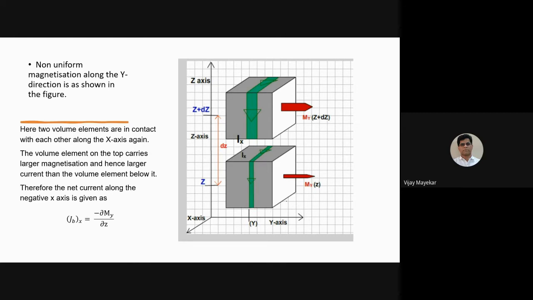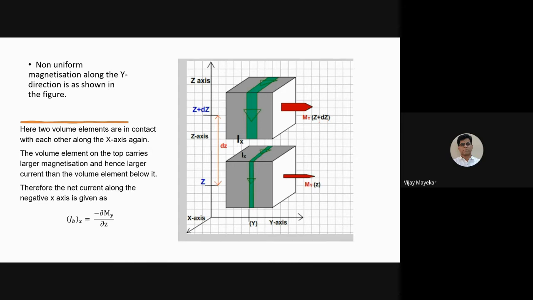Because the chunks were positioned along this axis, and since the M bar is along the Y axis direction, it's the single Y position we consider for the M bar. But the positions of these two chunks are at Z and Z plus DZ. That is why it is written like an argument. So magnetization is present at Z as well as at Z plus DZ.